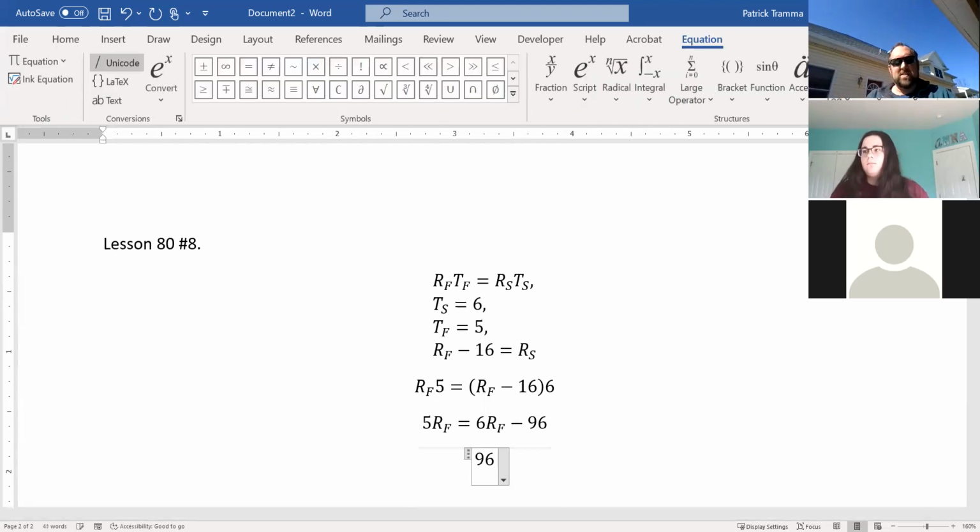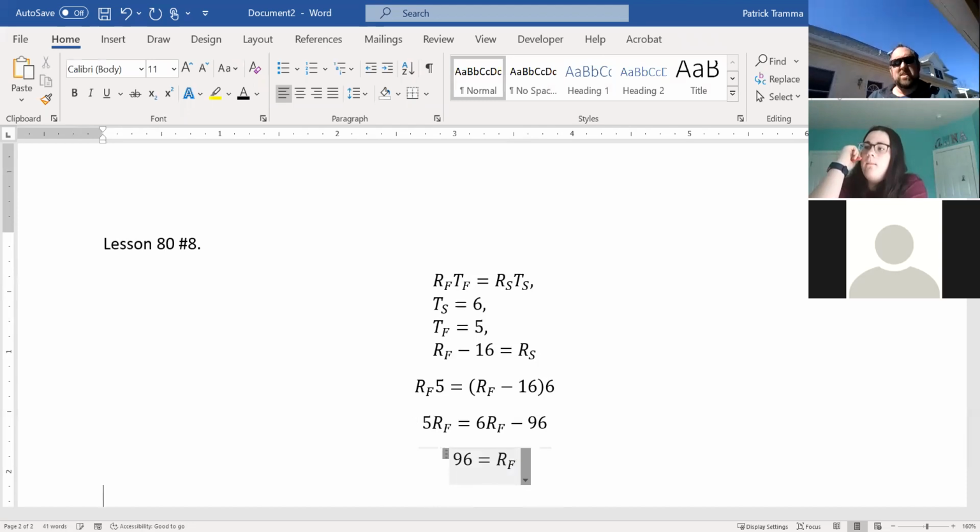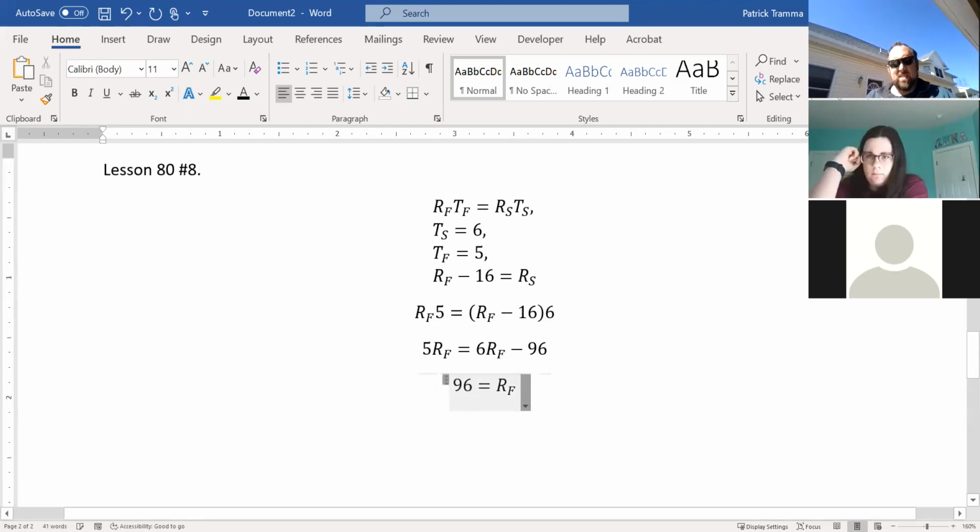So you get 96 equals, and then what's 6 R sub F minus 5 R sub F? What do you think, Rosie? You have 6 R sub Fs, and you take 5 of them away. What do you have left? 1 R sub F. There you go. So R sub F equals what? 96. Exactly.